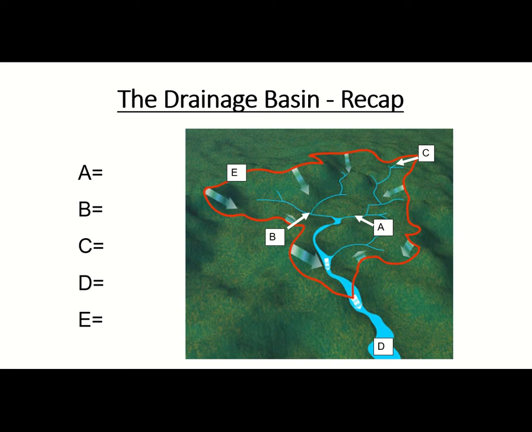You should be able to spot that A is a tributary, B is pointing specifically at the point where 2 rivers meet, so it's a confluence, C is at the start of a river, so that's probably the source, D is where the river meets the sea, so that's the mouth, or you could have put channel for that as well, and E on the red line is the watershed. So tributary, confluence, source, mouth or channel, and watershed.